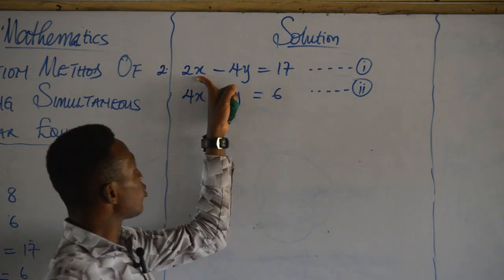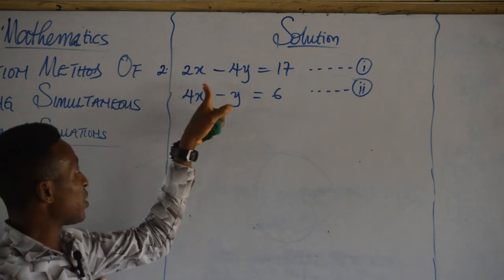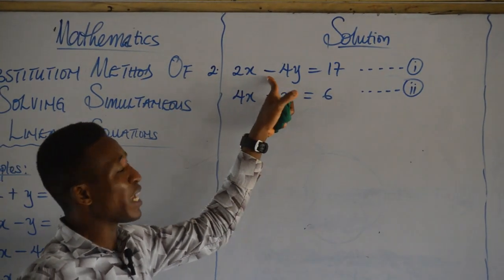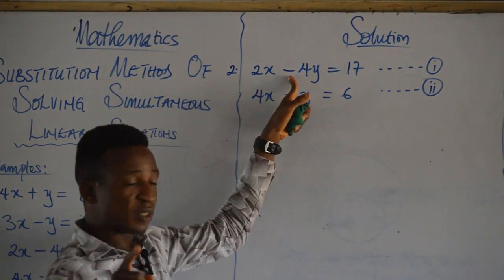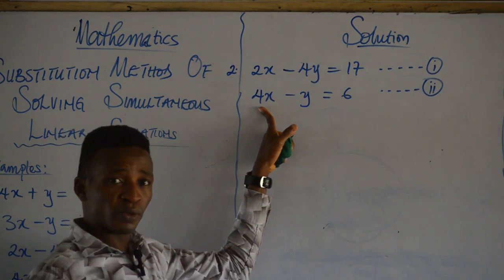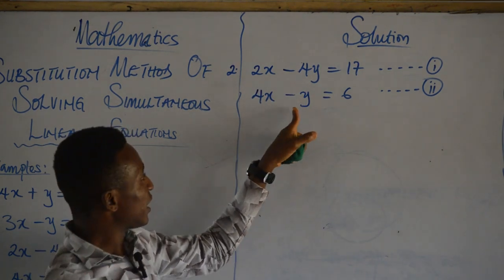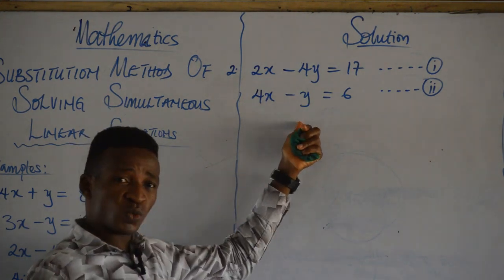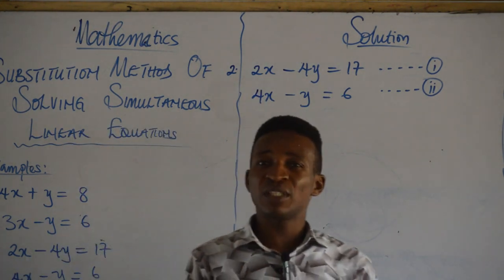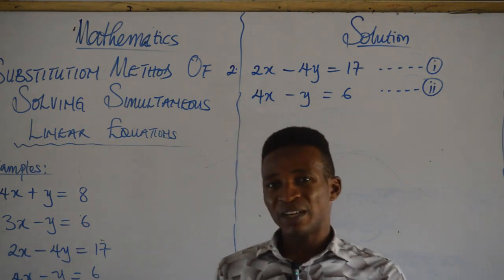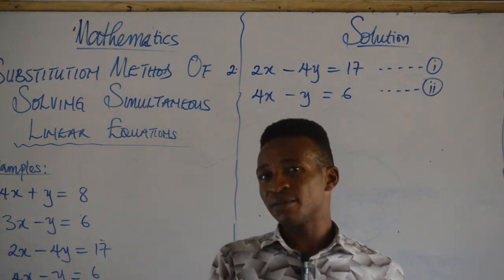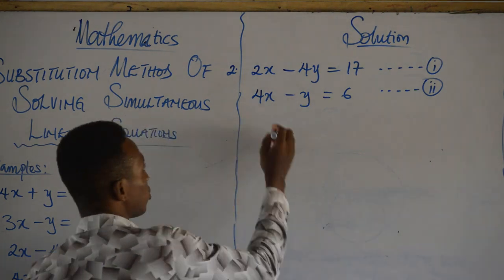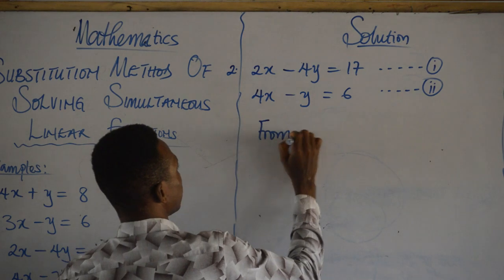For this one here, the coefficient of x is 2. That means we cannot use this for now. This one has the coefficient of minus 4. We can't use it for now. This one has the coefficient of 4. We can't use it for now. Here, this one has the coefficient of minus 1. So that means we can use this one because it's the only one having a coefficient of 1. The only problem is that the coefficient is in negative form, but it's still 1. So I'm starting with my equation 2.